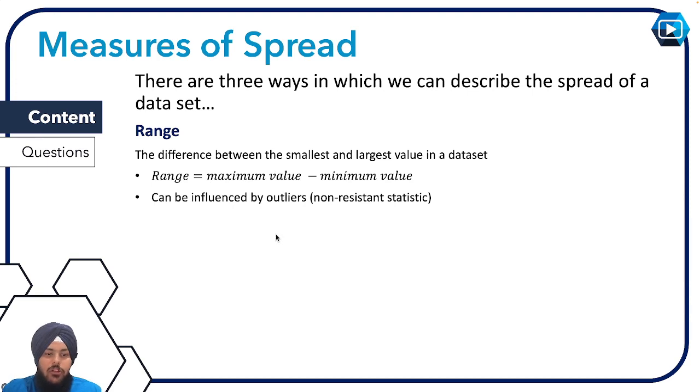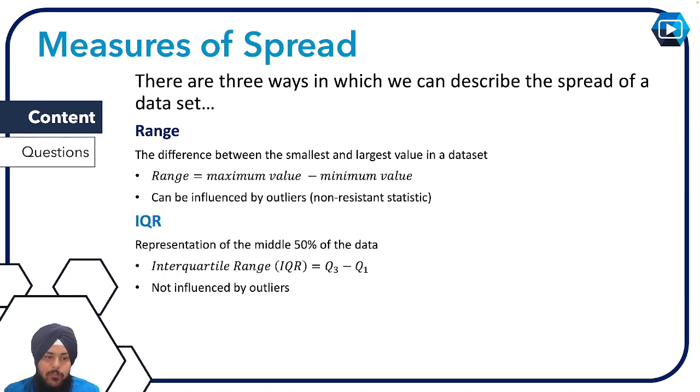The range is a non-resistant statistic, so it will be influenced by outliers, and as a result, you cannot use the range to describe the spread of the data when there are outliers. It can be influenced by outliers because, let's say, the maximum and the minimum are both outliers. Obviously they're going to impact what the range is going to be. However, we can also describe the data using the interquartile range.